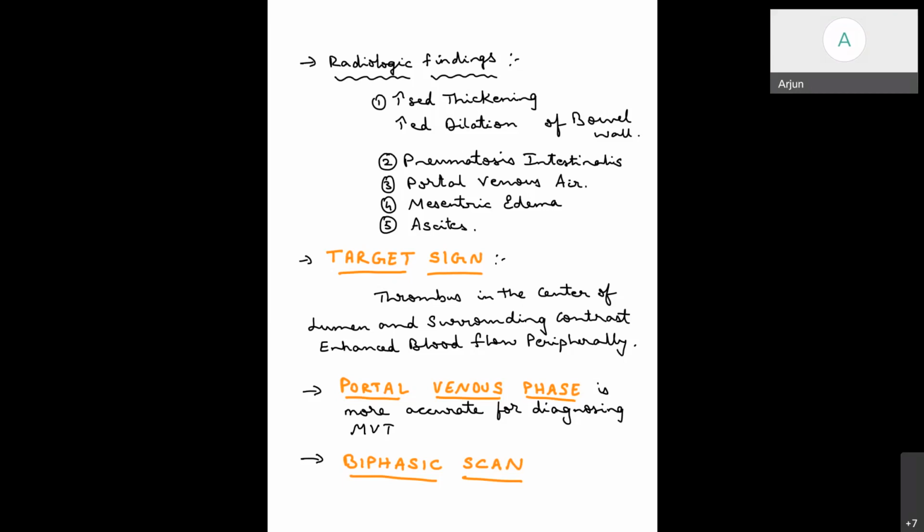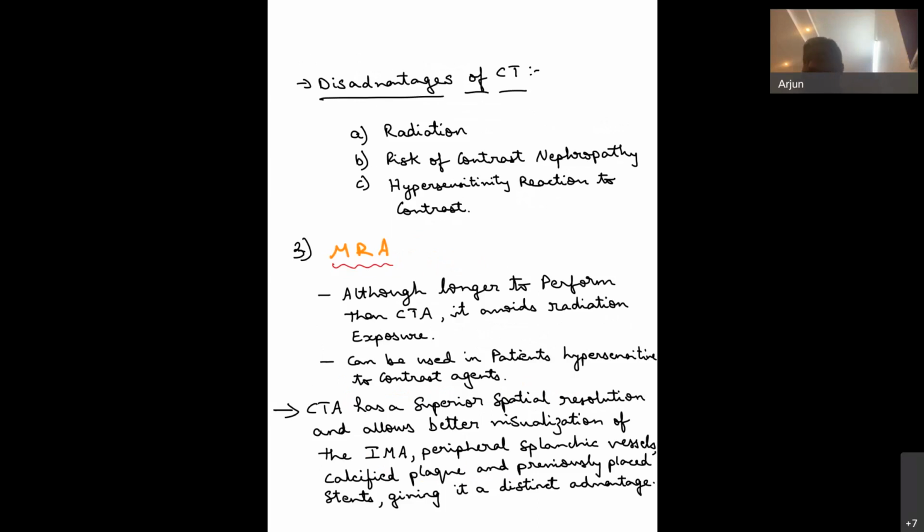which includes a delayed venous phase in addition to an arterial phase, has been used in diagnosis of acute mesenteric ischemia, since it enables detection not only of arterial occlusion but also mesenteric vein thrombosis and improves the ability to detect changes in the bowel wall as well. The main disadvantages of CT are radiation, risk of contrast nephropathy, and hypersensitivity reaction to contrast.